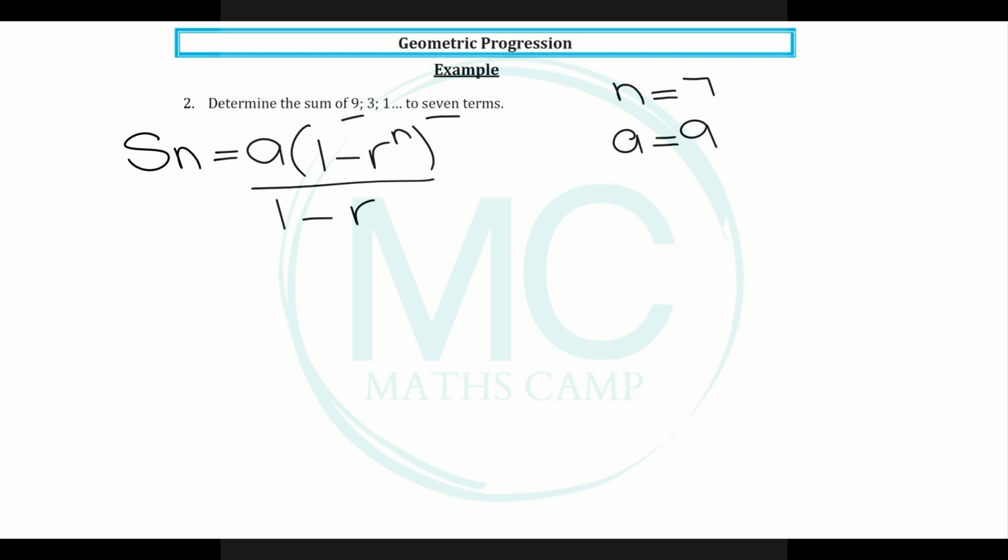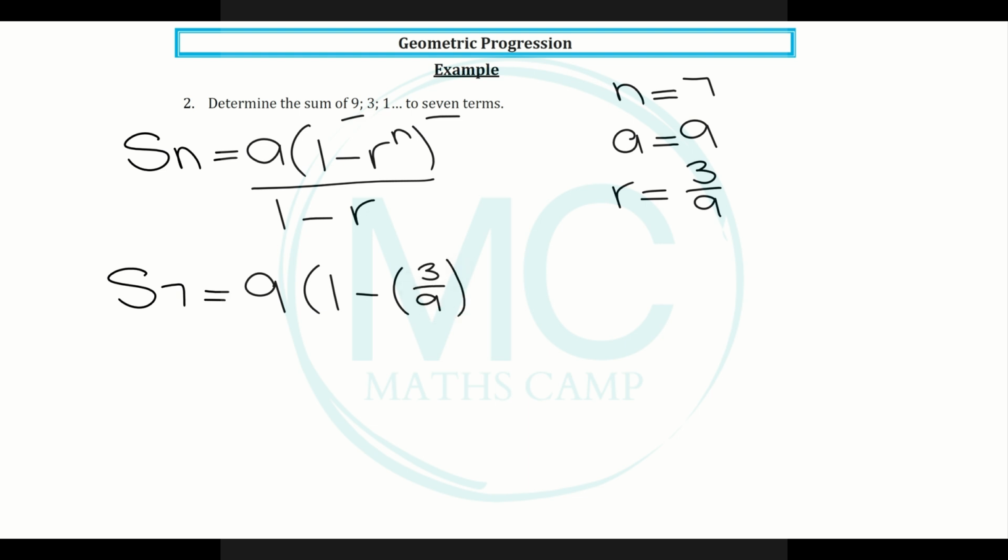Now let's find our common ratio. Use the first 2 terms. R is equal to 3 over 9. Now, in your exam, you can simplify this fraction, but you do not have time to waste. So in cases like this, let's leave our R value as it is. Now I can say the sum of 7 terms is equal to 9, open a bracket, 1 minus, open a smaller bracket, 3 over 9, with an exponent of n, which is 7, close this bracket, all over 1 minus 3 over 9. Take your calculator.